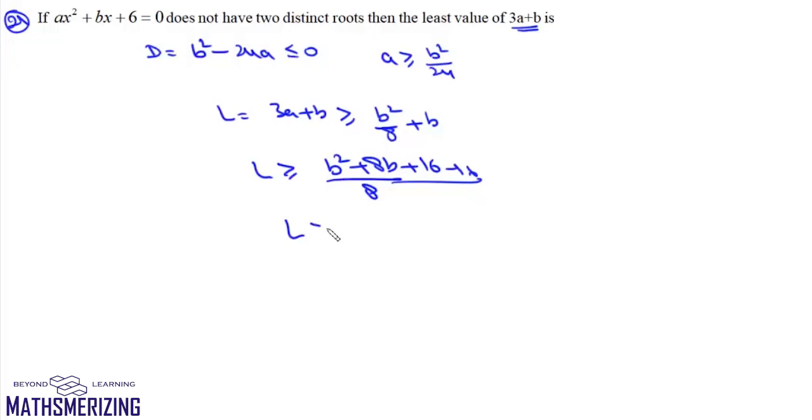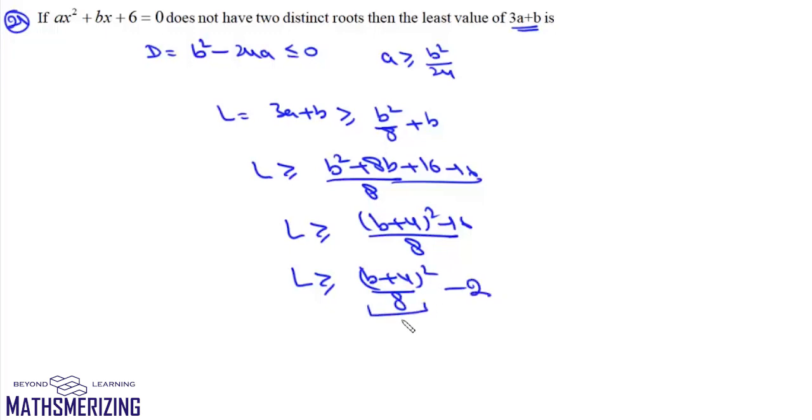So we can write L is greater than or equal to ((b plus 4) whole square minus 16) upon 8. So L is greater than or equal to (b plus 4) whole square upon 8 minus 2. Now the minimum value of this perfect square is 0. So that means this L is always greater than or equal to minus 2. So the minimum value of this expression 3a plus b is simply minus 2.